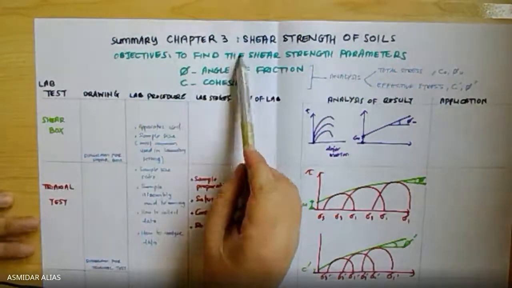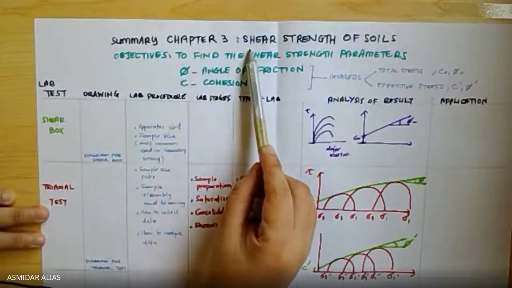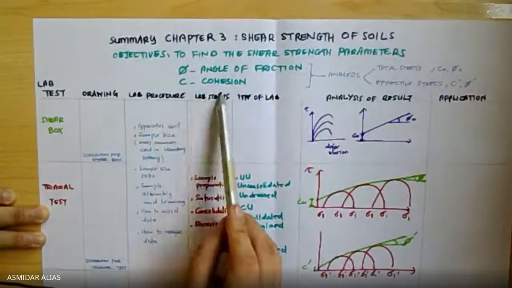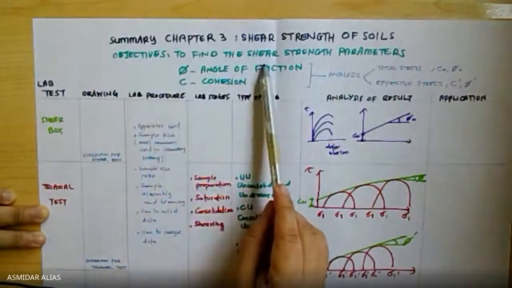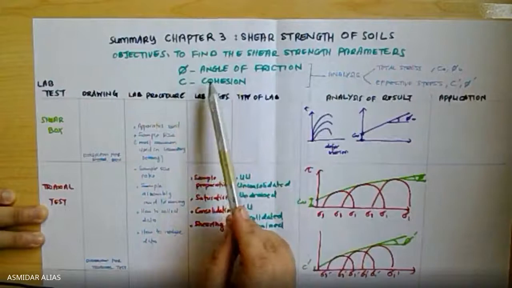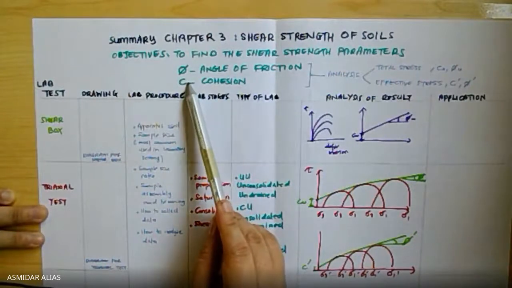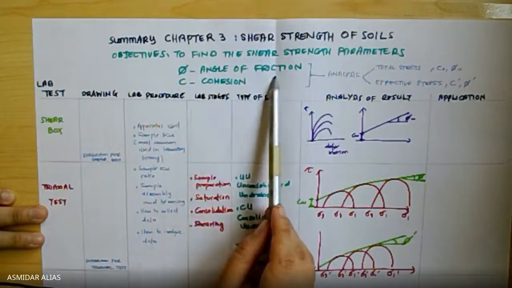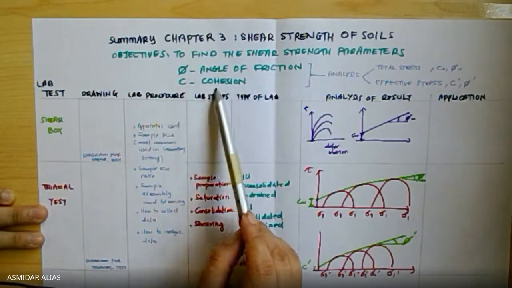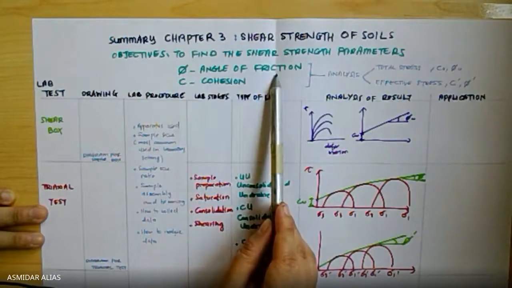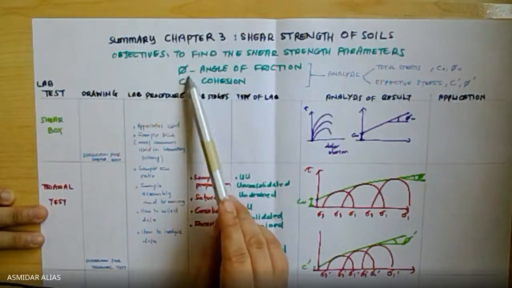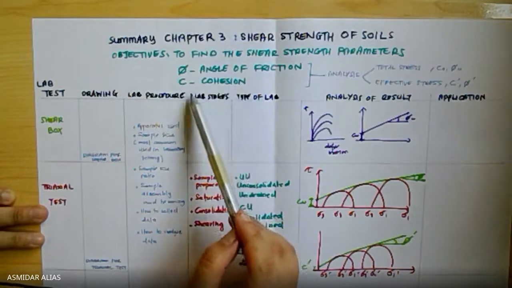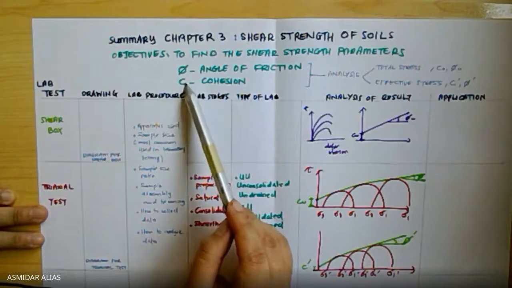So what you already know is that chapter 3 is focused on shear strength of soil, and our focus is to find the shear strength parameters. We have two types of shear strength parameter, which are angle of friction and also cohesion. For angle of friction, we denote it by phi, and for cohesion, that is symbolized by C.